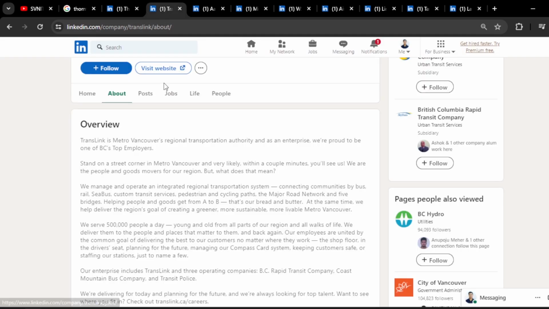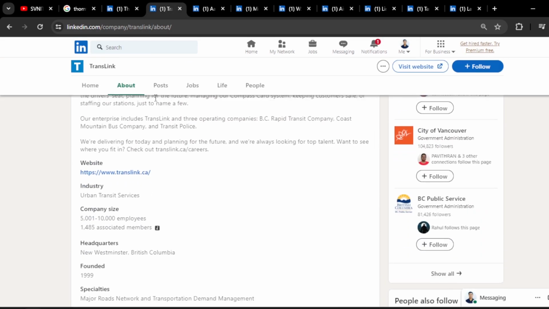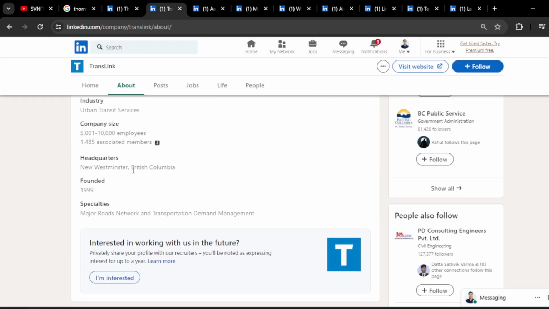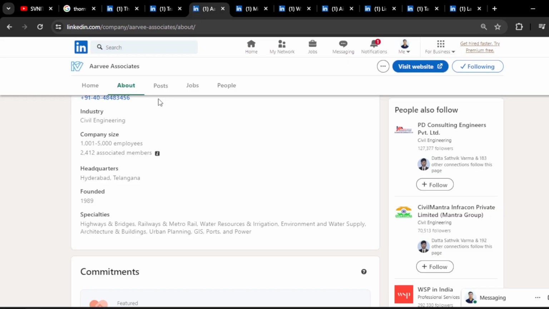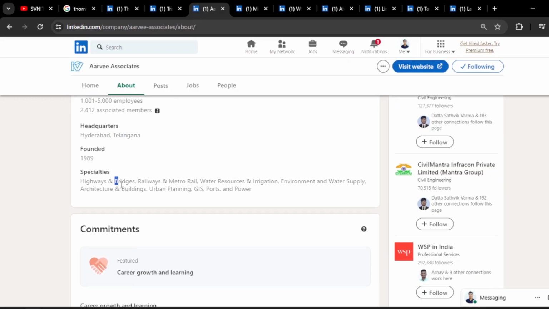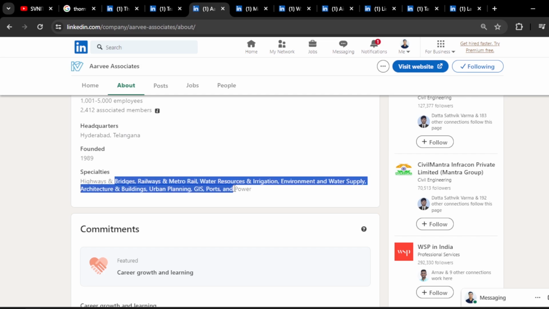And next, this is the page of TransLink, and the headquarters is in British Columbia, founded in 1999. Specialties, you can see, are major roads network and transportation demand management. Next, coming to RV Associates, headquarters in Hyderabad, and specialties are highways, bridges, railways, metro rail, water resources and irrigation, environment and water supply, architecture and buildings, urban planning, GIS and power.